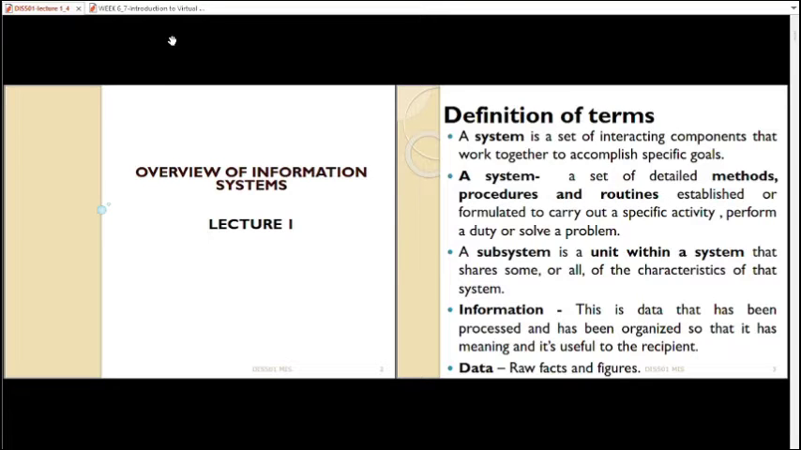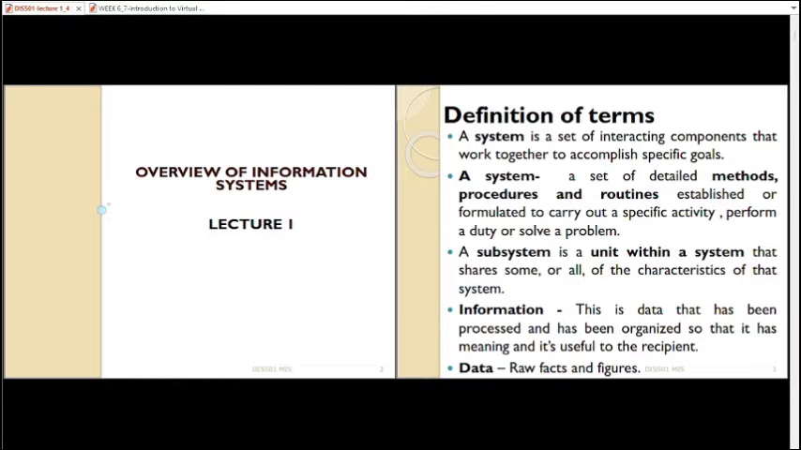Hello. So we're going to begin with the overview of information systems, and we're looking at lecture 1. We basically begin with the simple definitions that will help us understand what information systems are all about. So we look at systems from the perspective that a system is composed of different components, and that's the reason why we use the term system to define it.